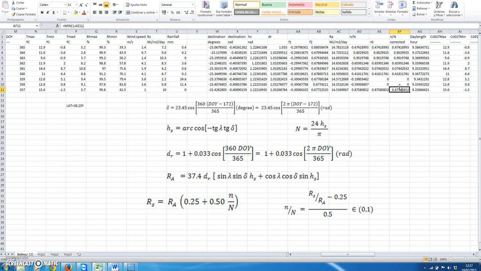So, in summary, we have calculated extraterrestrial radiation, we have calculated the degree of clear sky, which we will use later for calculating net radiation, and we have discussed the calculation of solar declination and day length.